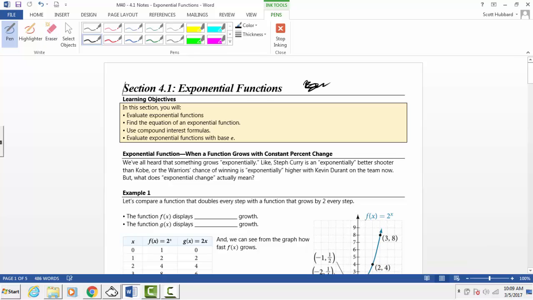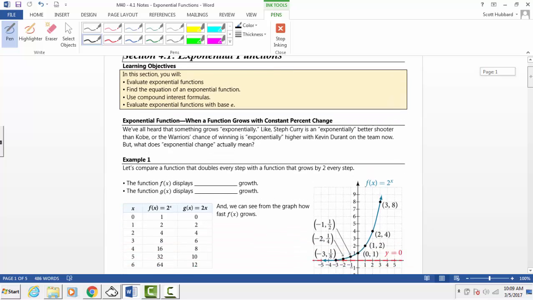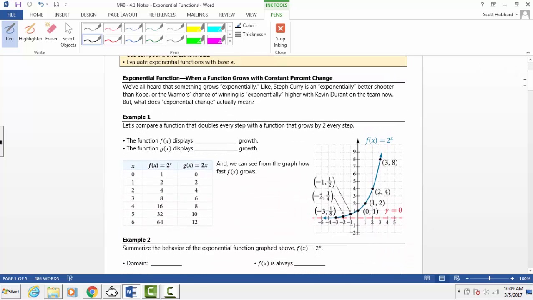Okay, hi class. So today we're moving on to chapter 4, and we're doing section 4.1 first, which is all about exponential functions. So an exponential function is anything that looks like this, where we have a function where the base is a real number that's bigger than 0, and the x, the variable, is in the exponent, so that's why it's called an exponential function.